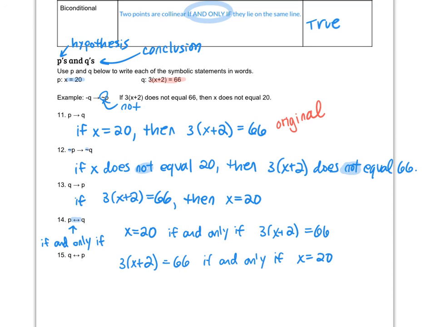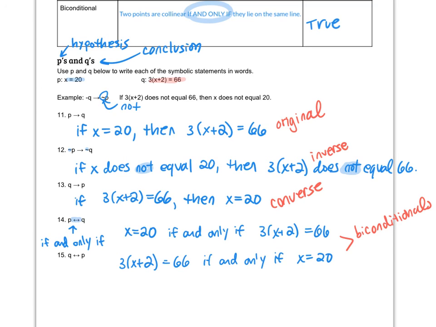Now that we've written these statements, I bet that you could name them and how they're related to the original statement. Number 11 was our original statement. It started with our hypothesis, P, and it said if P is true, then Q is true. The next one is our inverse. It negated the hypothesis and the conclusion. Number 13 was our converse. It interchanged the conclusion and the hypothesis. And number 14 and 15 are both biconditionals, and they both say the exact same thing. The order of the conclusion and the hypothesis doesn't matter with a biconditional because of the if and only if.